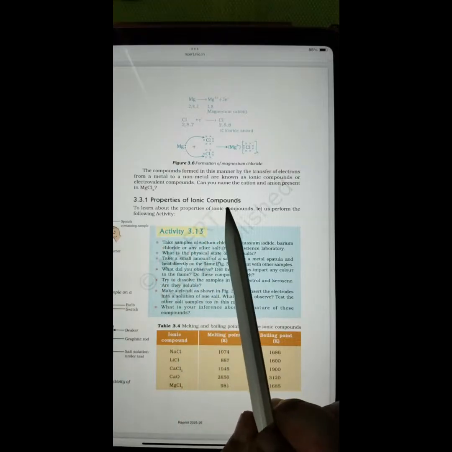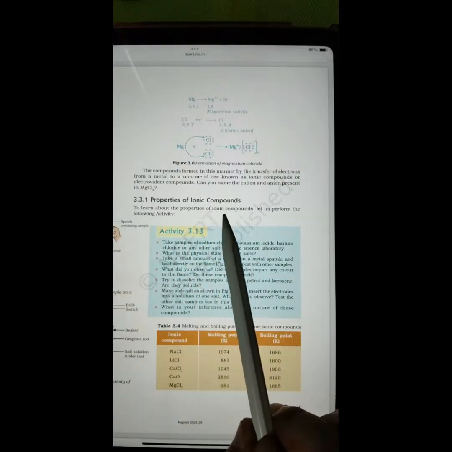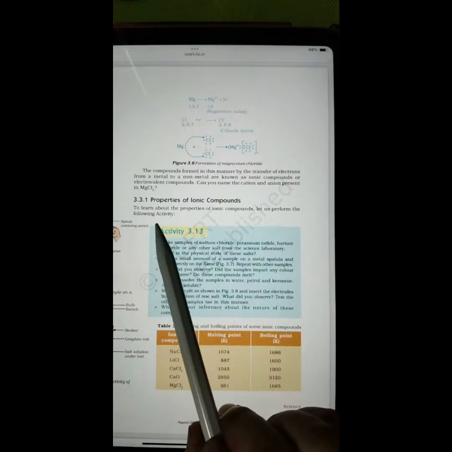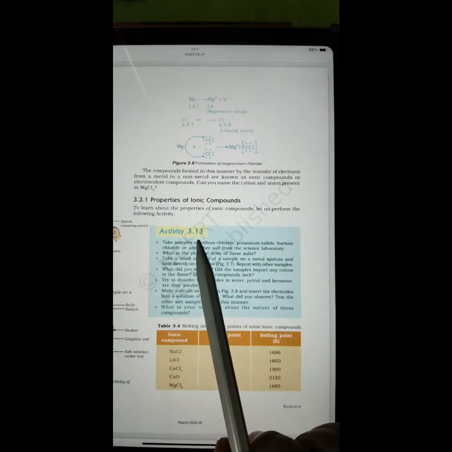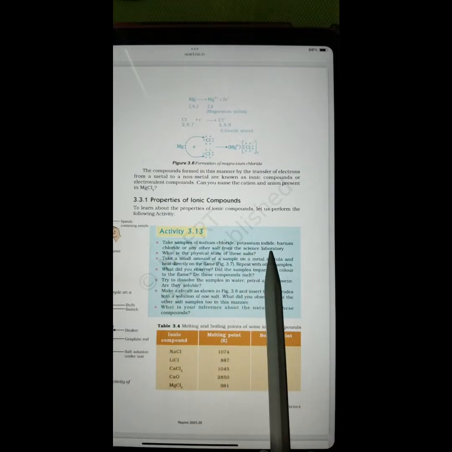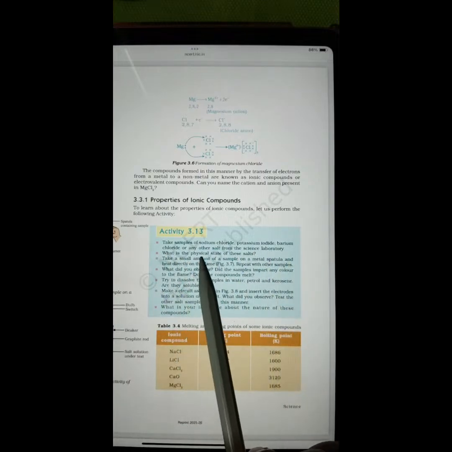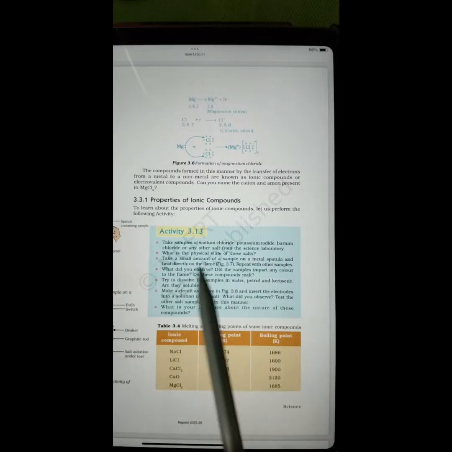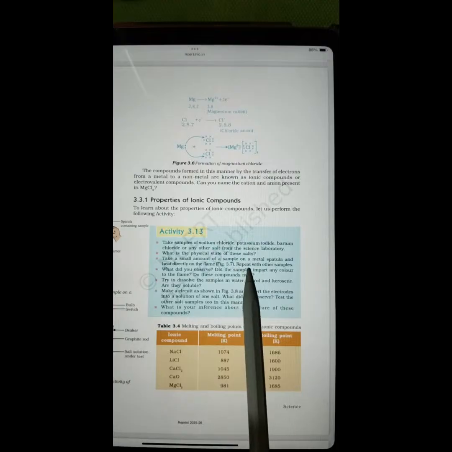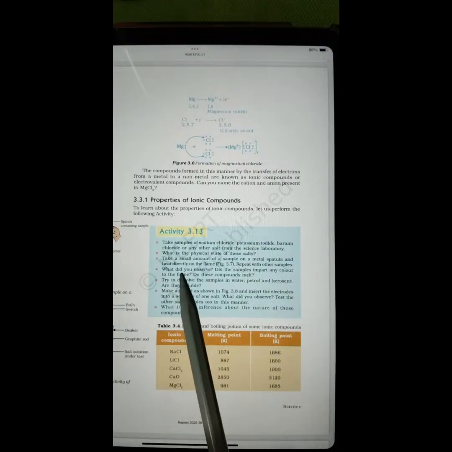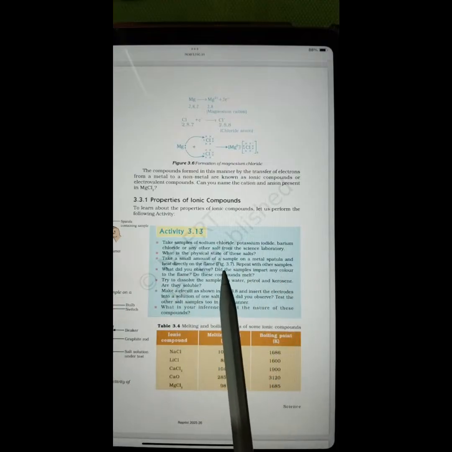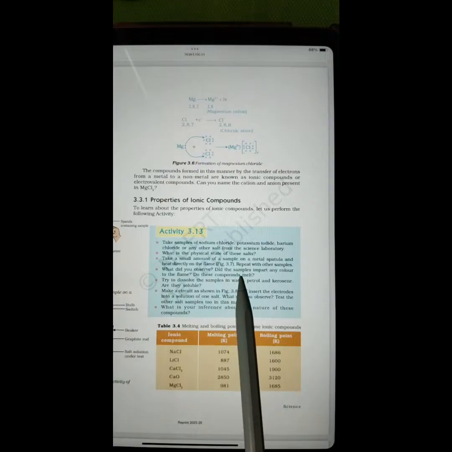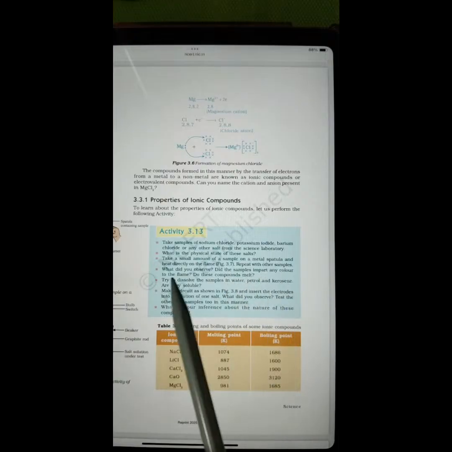3.3.1 Properties of ionic compounds. To learn about the properties of ionic compounds, let us perform the following activity. Activity 3.13. Take samples of sodium chloride, potassium iodide, barium chloride, or any other salt from the science laboratory. What is the physical state of these salts? Take a small amount of a sample on a metal spatula and heat directly on the flame, as shown in figure 3.7. Repeat with other samples.